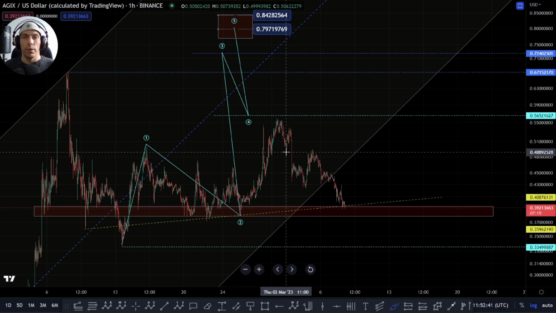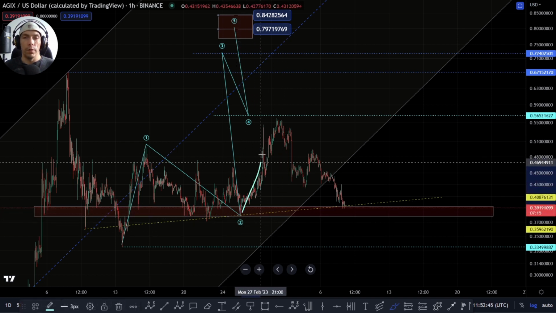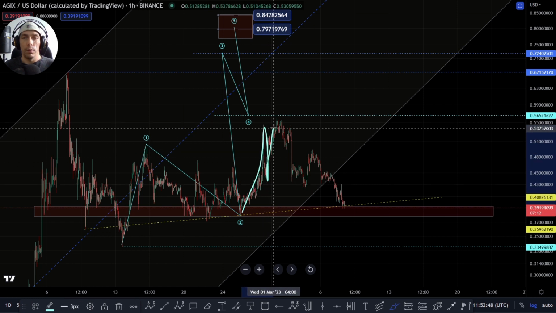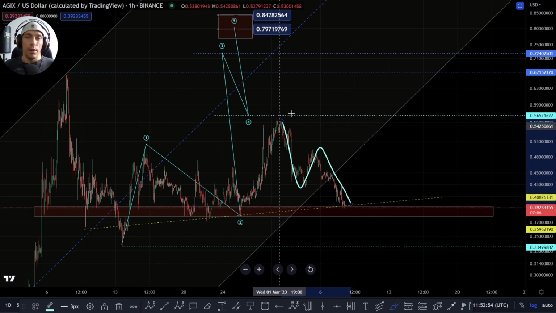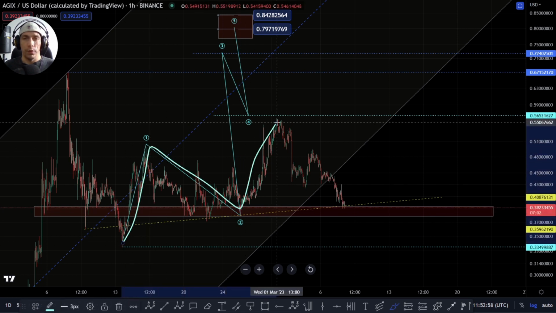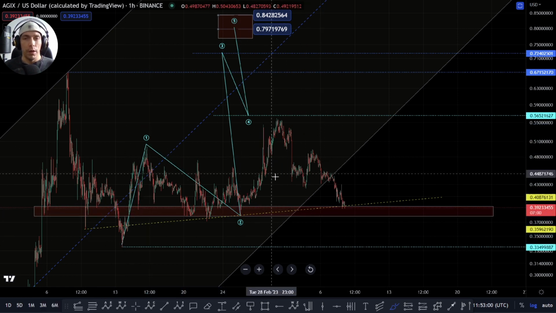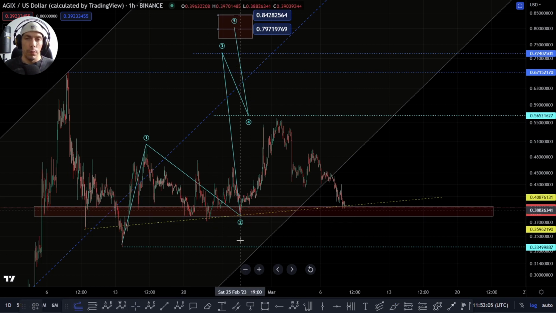Failing to hold that would invalidate it, and then basically we'd have to look at this whole move as a diagonal, where that's a 1, 2, 3, 4, and a 5 within here, and then this is a wave 2 like this. But yeah, it's not very neat. And the fact is, we can also just count that as a 3-wave move, so it would have to prove itself. It would have to hold this low, and then we'd also be looking for a move.